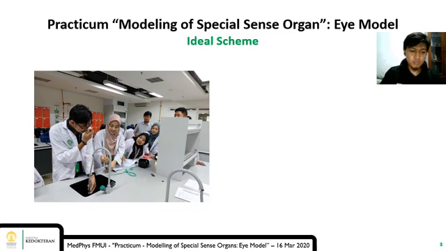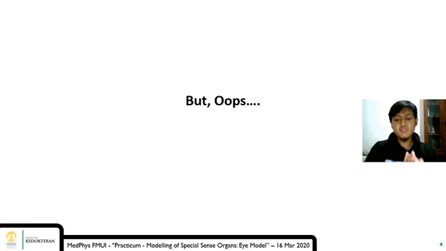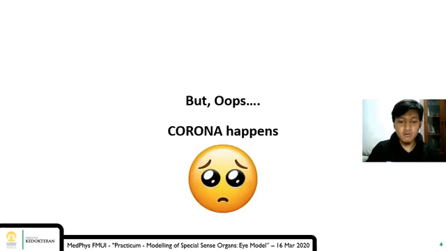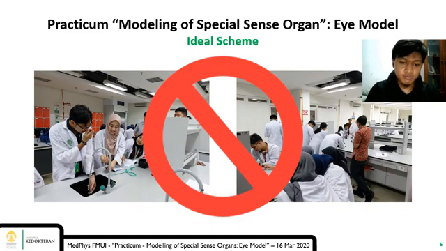So you're supposed to work with your friends in a group with the Pasco model, working together, following the instructions. And this is the other group as well. Usually there is me and Pak Satrio supervising and tutoring you, so whenever you have questions, we can answer them. But oops, Corona happens, so you couldn't go to the lab, and we couldn't do the practicum in the lab. So there's no Pasco model for you, and there's no lab work for you as well.